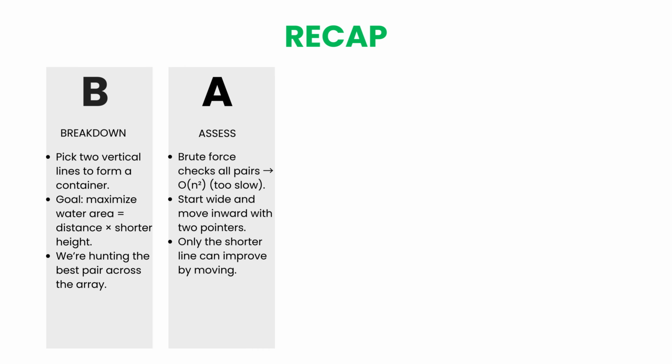Assess recap. A brute force approach would compare every pair, but that's O(n squared), far too slow. The insight that changes everything is realizing that we can start with the widest possible container and only move inward where there's potential for a taller line. That's the power of the 2-pointer strategy. Maximum efficiency with 0 missed possibilities.